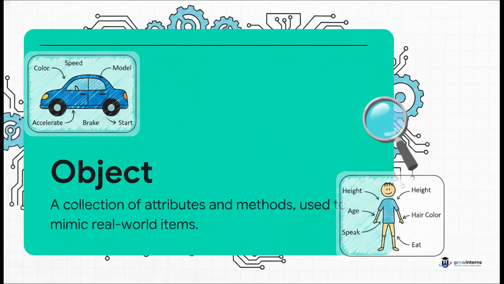So, at the very heart of OOP is, you guessed it, the object. Now, think of an object like a smart container. It doesn't just hold one piece of information. Nope, it bundles everything about a thing all together. Its characteristics, which we call attributes, and all the things it can do, which we call methods. It's basically how we create a little digital version of anything.